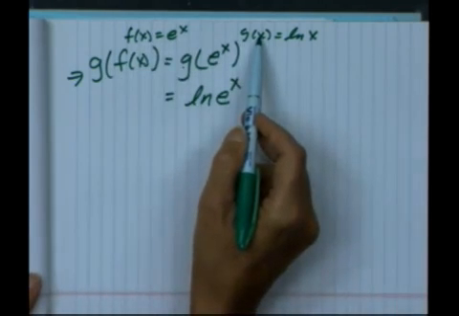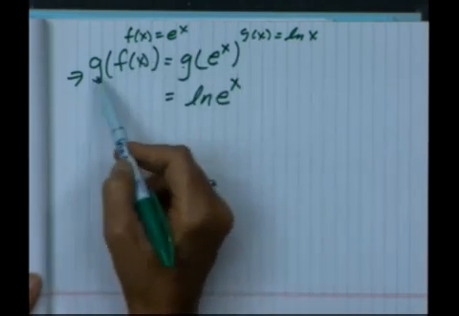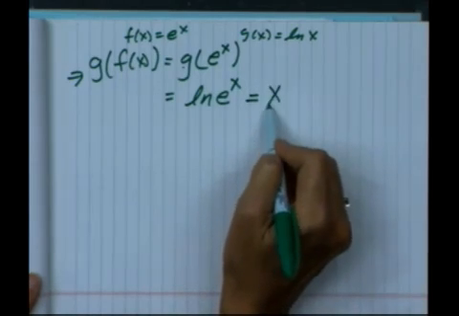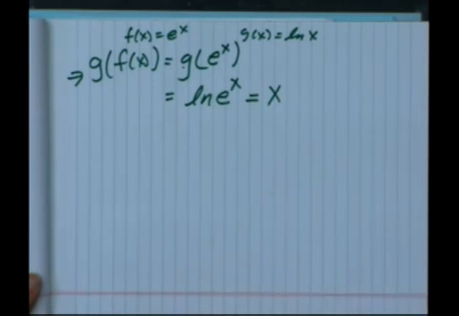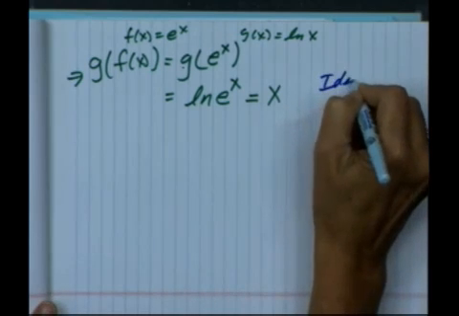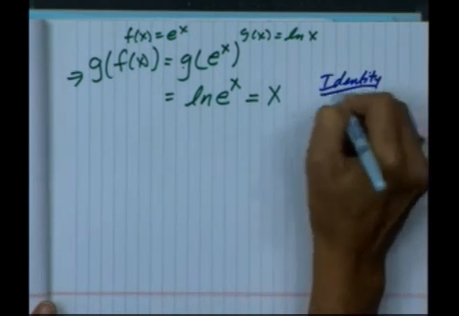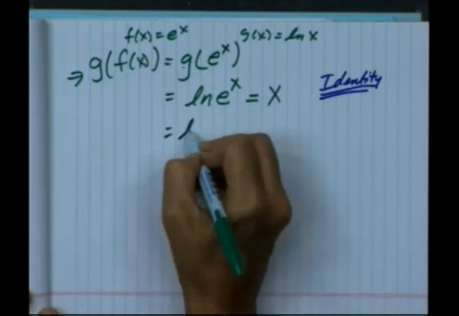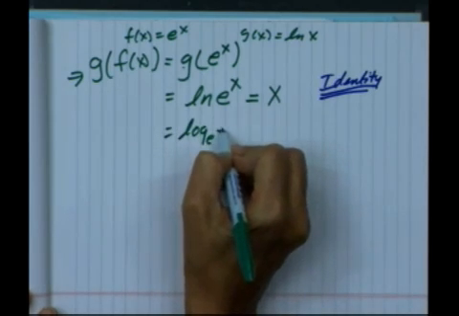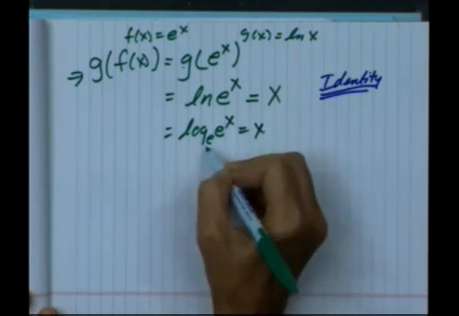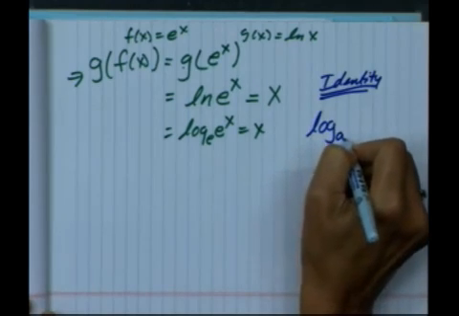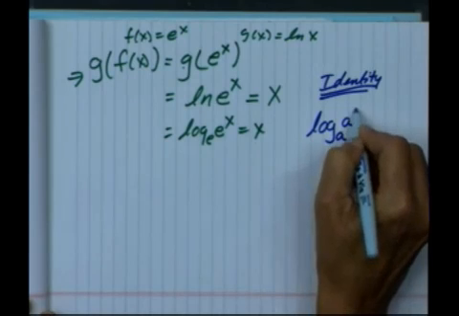Because these two functions are inverses of each other, when you form their composition, they have to equal x. So we really have just shown a new identity to memorize. Identity. And reminding you that natural log is just log to the base e, of e to the x is equal to x. Okay, the identity is log to some base a of a raised to the m.